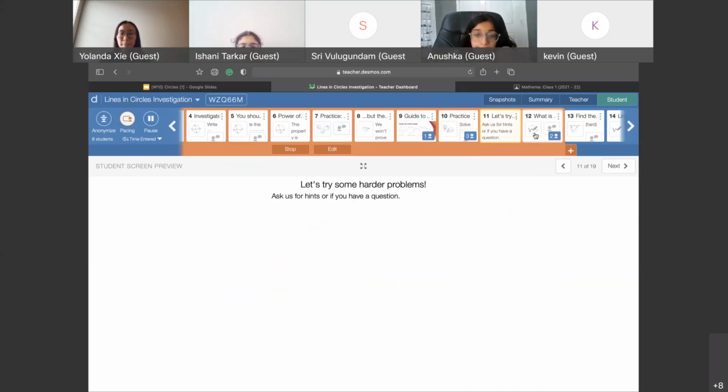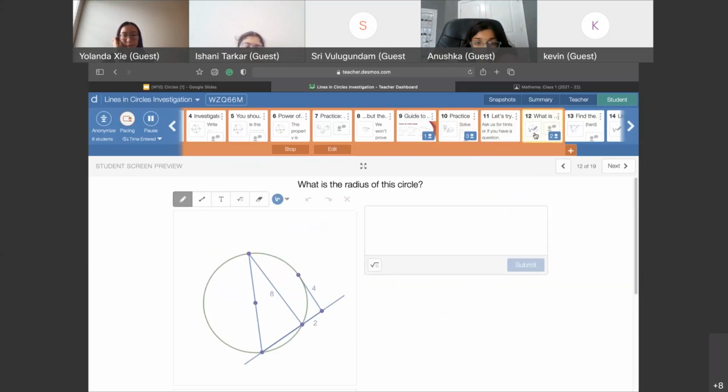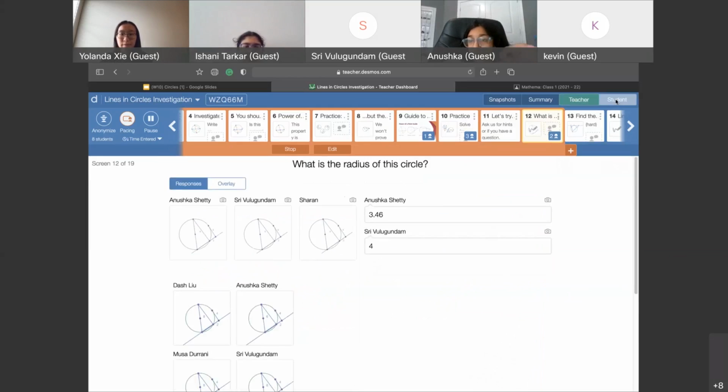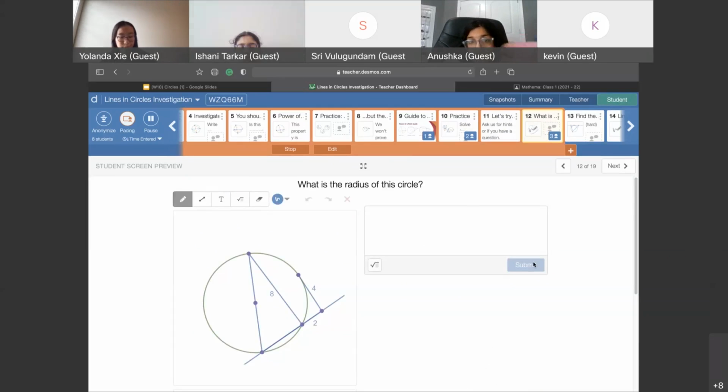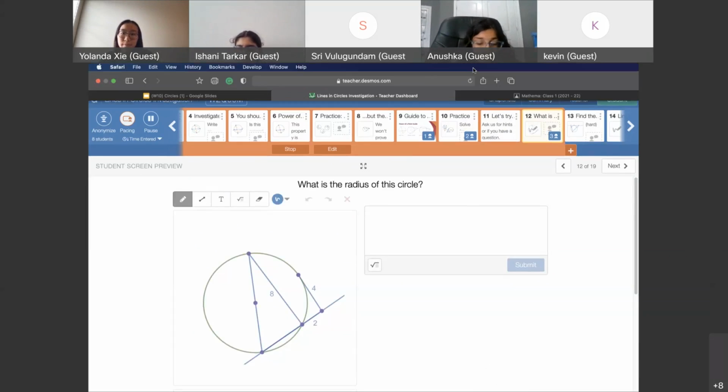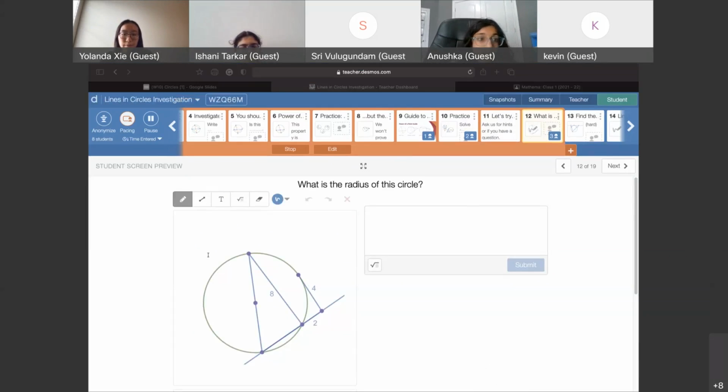All right. And then you also had the opportunity to work on number 12, which is a problem that combines a lot of concepts that we've covered in these past couple of weeks. So the question asks us for the radius of this circle.